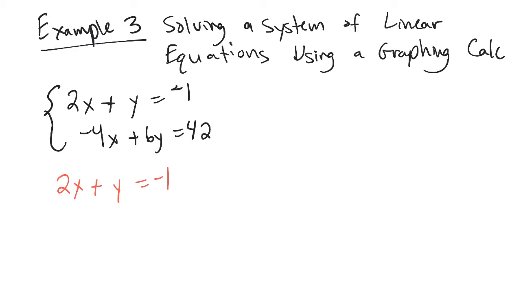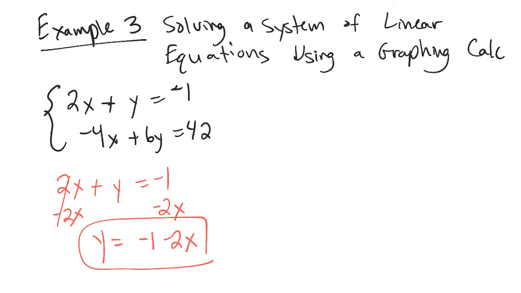Well, this one's the easy one, right? Just minus 2x on both sides. So then we have y equals -1 minus 2x. So this is what we would type in our calculator. Let's see, I'll do the other one in blue. -4x plus 6y equals 42.